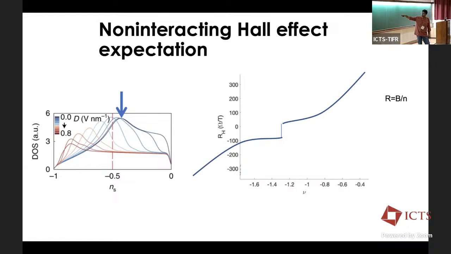The hole pocket is getting bigger and bigger, which means the Hall resistance is getting smaller and smaller in sort of a 1 over n fashion, until I hit this Van Hove singularity. And when I hit this Van Hove singularity, I should go from holes to electrons. And so I should have a sign change of the Hall effect. And then I have electrons, and then electrons, electrons, electrons, all the way till I reach the end of the band, where once again, I have a large Hall coefficient. Okay, so this is the theoretical expectation for what one should have.